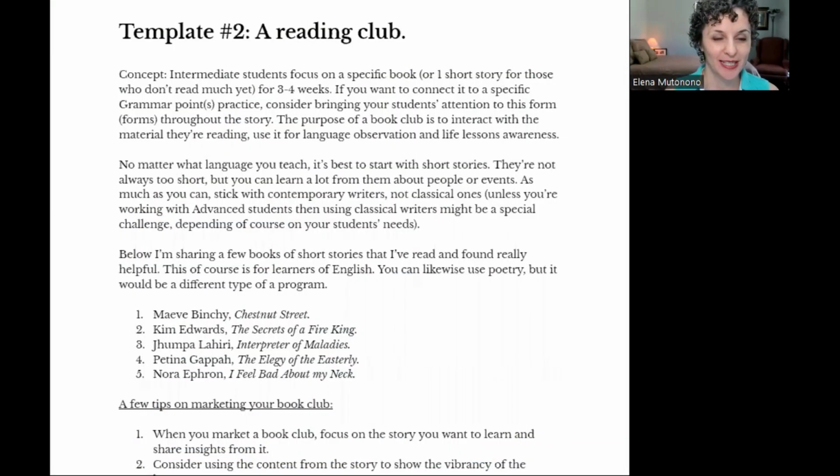So let's get to it and take a look at the template itself. So friends, here is one of the templates in my Asynchronous program in a box. And here I'm talking about putting together a reading club.